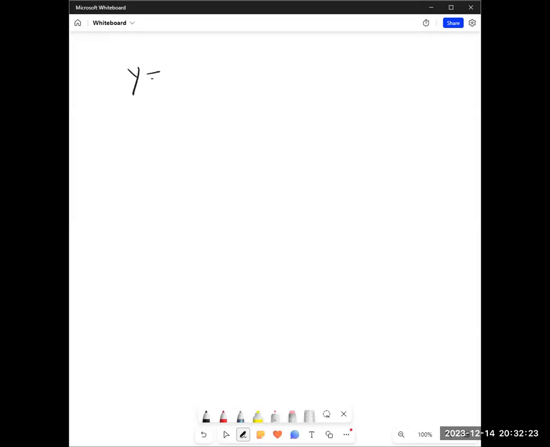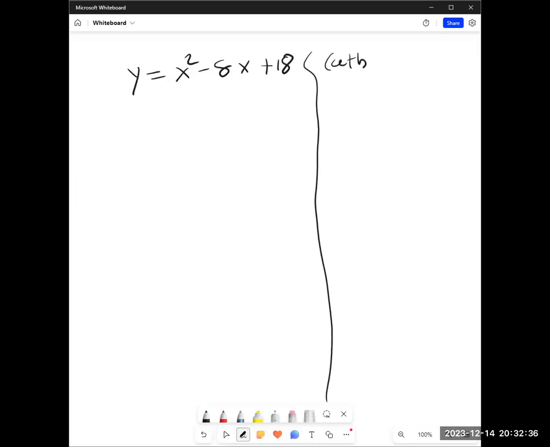So let's start off with y equals x squared minus 8x plus 18. Let's take just a second to discuss what the square is that we're completing. If I have (a plus b) squared, that equals a squared plus 2ab plus b squared. If I have (a minus b) squared, it equals a squared minus 2ab plus b squared. Even though we normally write a before b, I'm going to switch these middle terms around to say that it's 2b times a, like that.